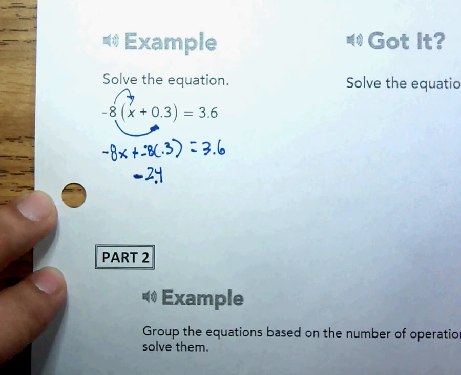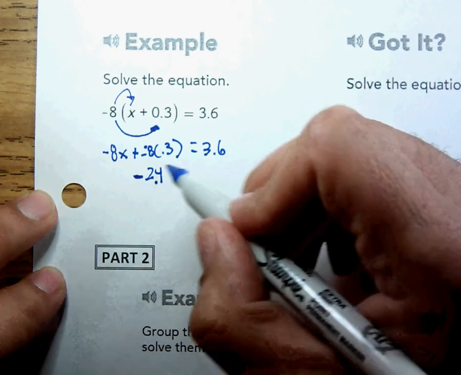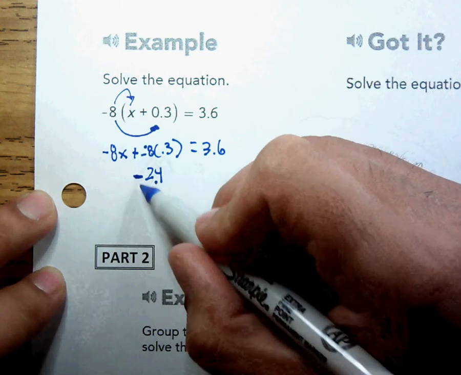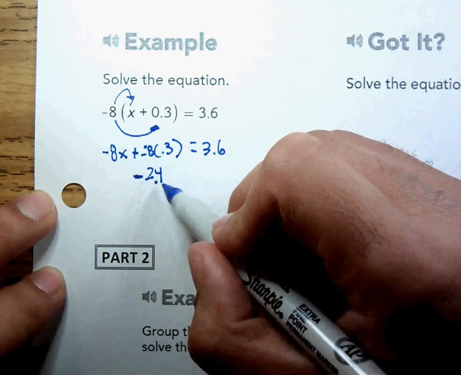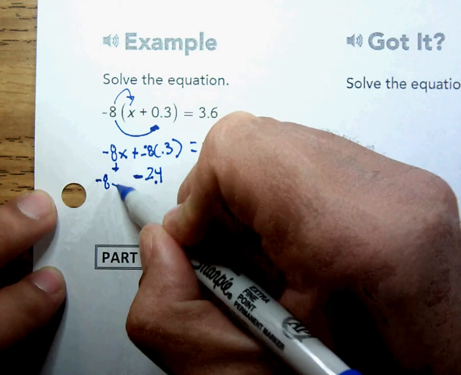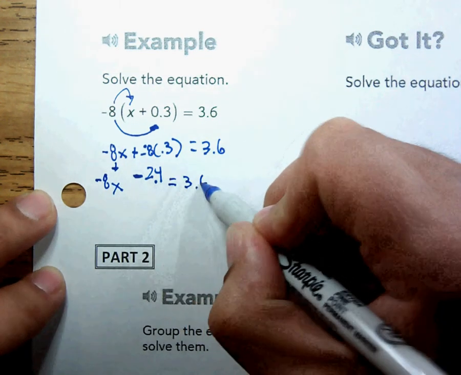When I'm putting in my decimal, I'm going to go back a place value and make it 2.4. If you're not sure how to do that, feel free to look up other videos online or use a calculator to solve. It is not negative 8.3. It is negative 2.4. So this guy gets brought down. Negative 8x minus 2.4 equals 3.6.